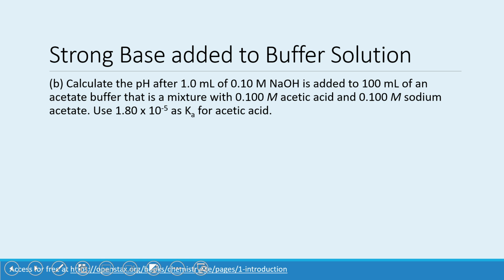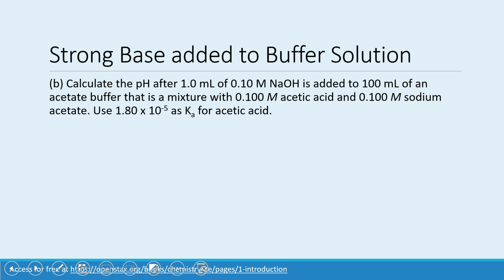Okay, and we'll do one last example here where we have got a strong base that is being added to the buffer. Okay, so in this example, calculate the pH after 1 milliliter of a 0.1 molar sodium hydroxide is added to 100 milliliters of an acetate buffer that is a mixture of 0.1 molar of each the acetic acid and the sodium acetate, and of course use that same Ka value that we've been using.